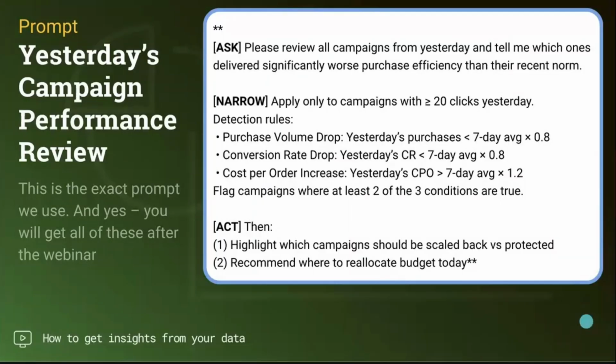And we finish this with action. Scale back, protect, reallocate budget. And potentially link to deeper data so I can check it out. One question, one insight, one decision.